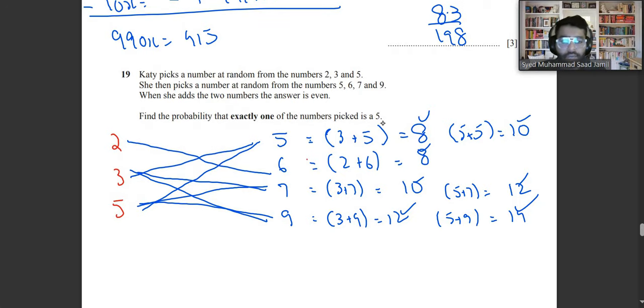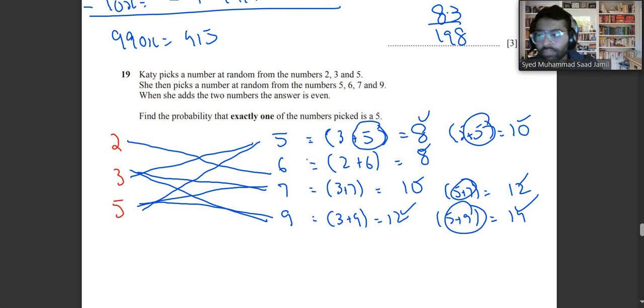Out of these, in how many did we use the number 5? We used 5 here, here, here. But do not count this one, because we used 5 twice and you will miscount it. Find the probability that exactly one of the numbers picked is 5.